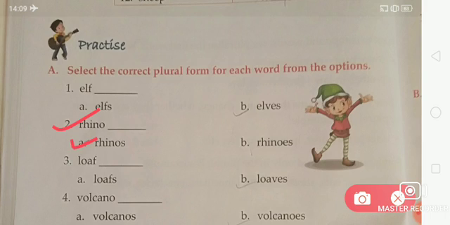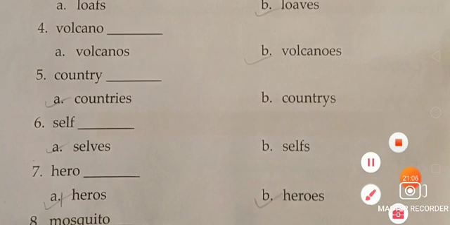Next word is rhino. So it will be plural rhinos. So we will choose the correct one, that is A. Option number A. Third is loaf. So it will be loaves. Okay. Fourth is volcano. So it will be volcanoes.